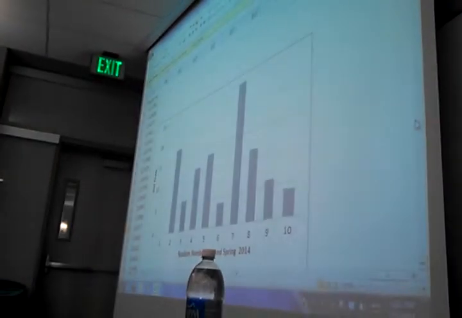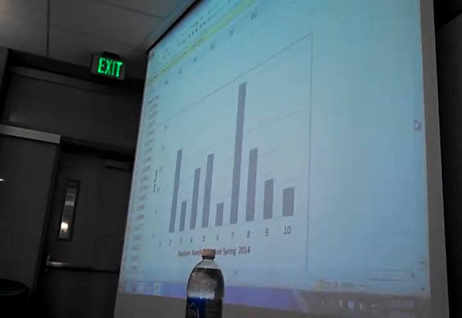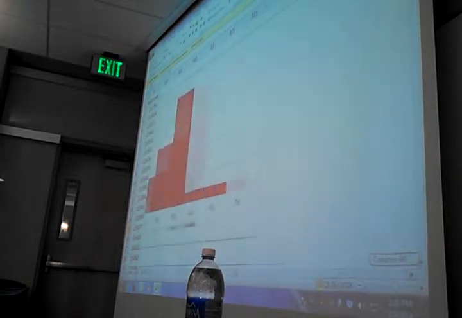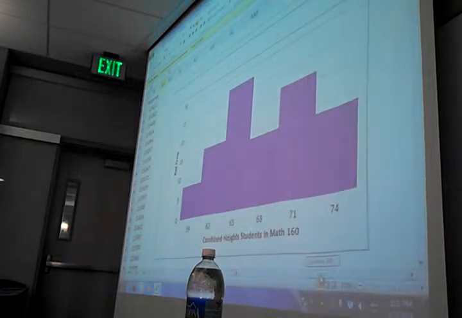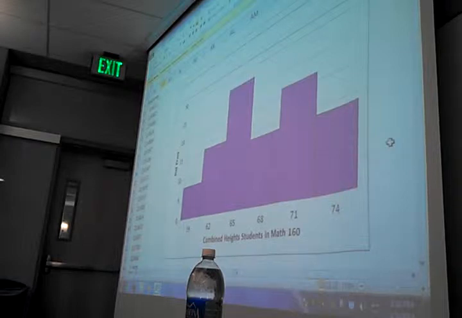So that's the distribution of the random numbers you guys chose. Now here's going to be our work today. This is a histogram showing everybody's height in the classroom.